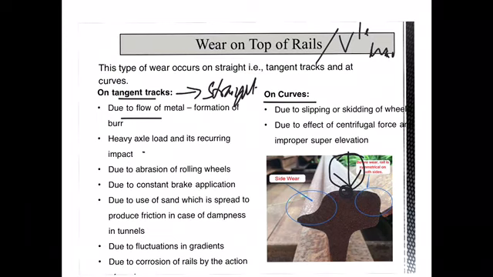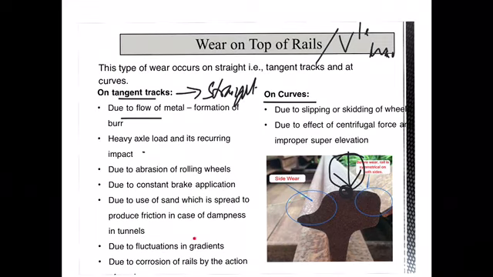And sometimes in the tunnels, sand will be spread on the rail section to produce friction in case of dampness. If the tunnels are very damp, sand will be used to impart friction between the rail and the wheel. The presence of the sand will cause a grinding action by the sand particles, which ultimately gives rise to wear on the rail.